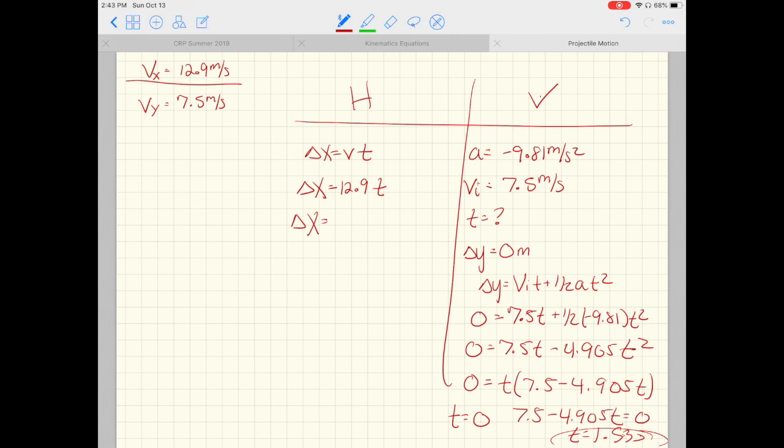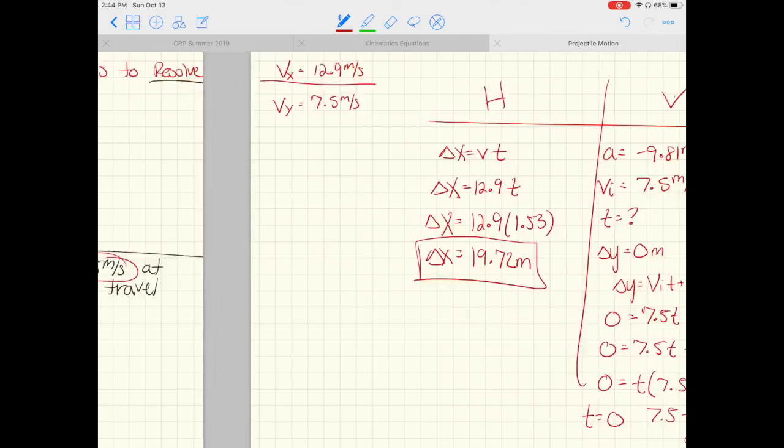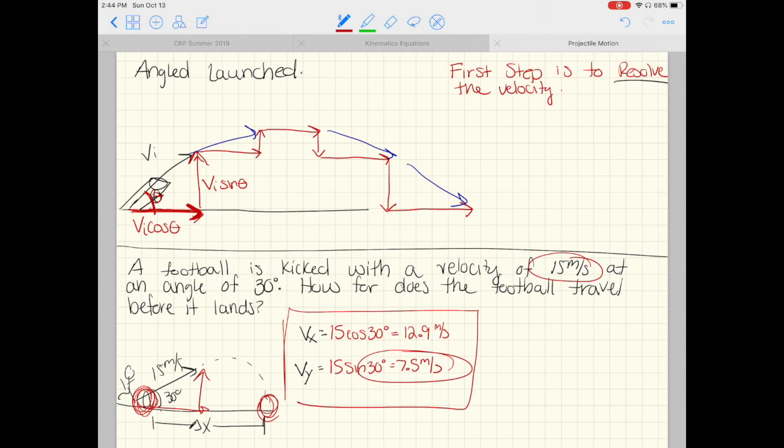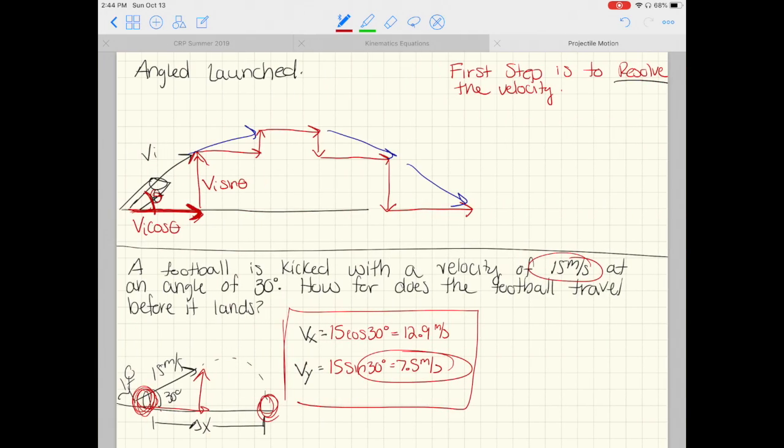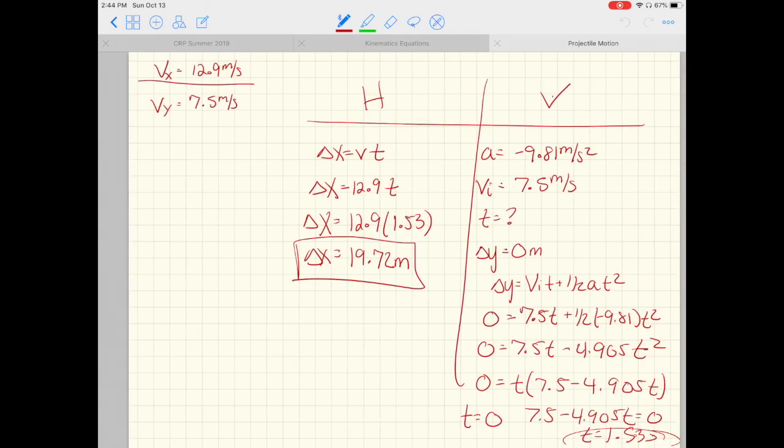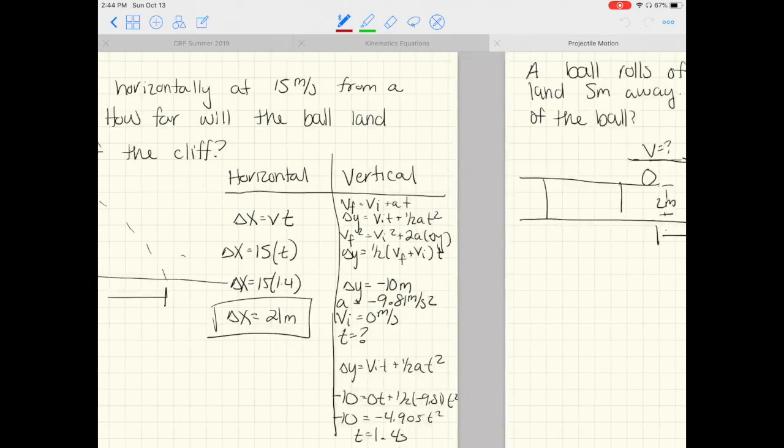So delta x is equal to 12.9 times 1.53. So my displacement is 19.72 meters. So my football travels 19.72 meters before it hits the ground again. And that's how we look at an angled launch. So I want you to spend some time solving these examples. We will practice some more problems tomorrow based on projectile motion.